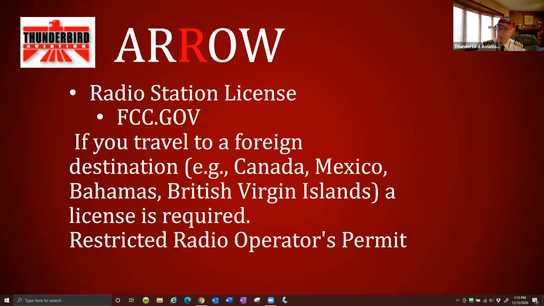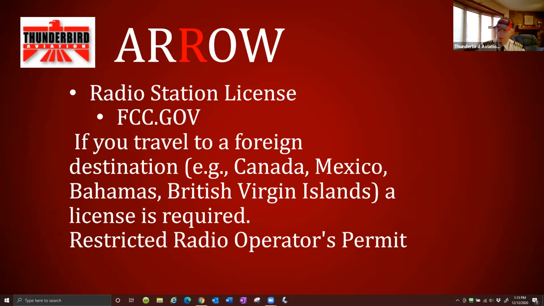Of course, now if you are planning on flying to a foreign destination, then on the bottom line there, the permit, the extra piece of paper that you need to carry with you on your person, along with your medical and your private pilot certificate and your government issued picture ID, will be a restricted radio operator's permit. I made an emphasis on this one for all my students because this is one of the things that they would have to do if they ever decide after they leave the academy they want to go fly for the airlines.